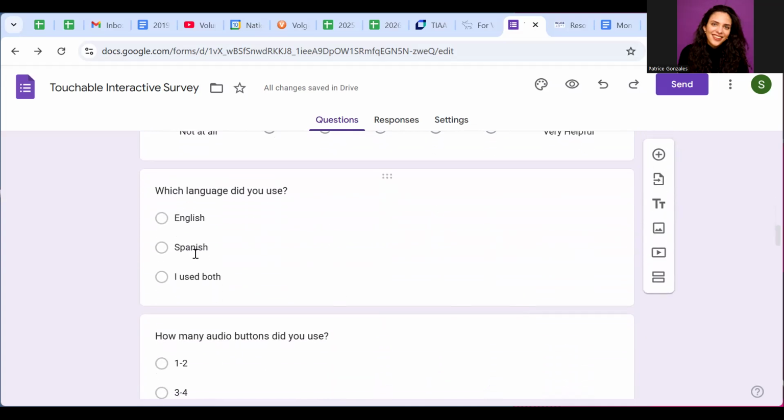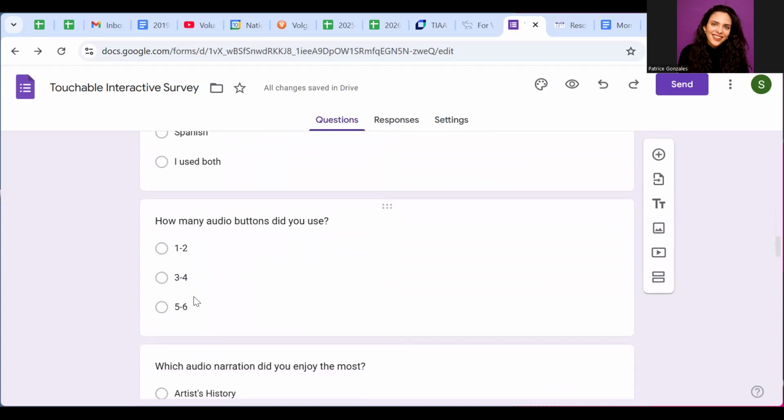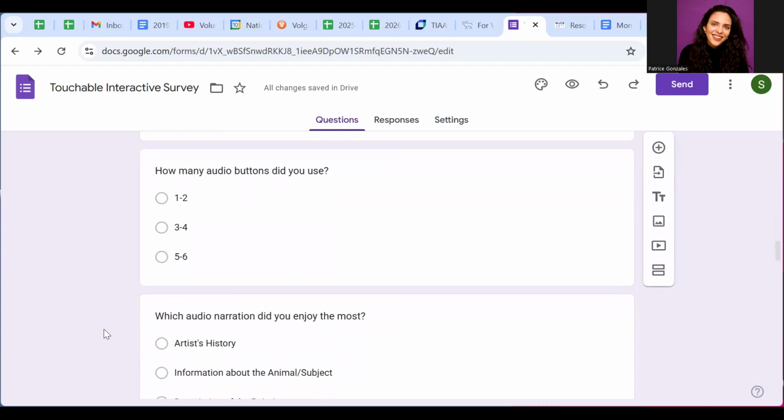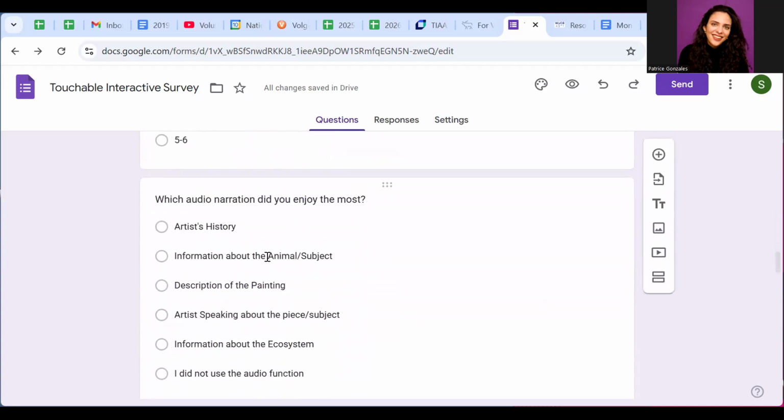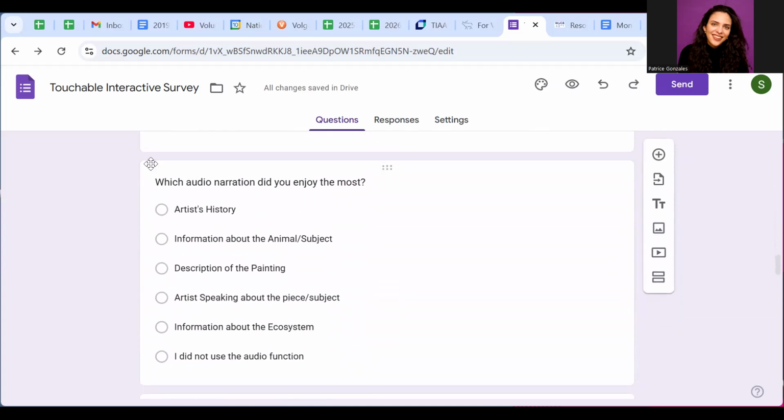Which language did you use? English, Spanish, I used both. How many audio buttons did you use? I wasn't sure about the button numbers, but I think I got them right. And then which audio narration did you enjoy the most? So these are different things. Just so you know, Sage's has way more than 6. Yeah, that's what I think.